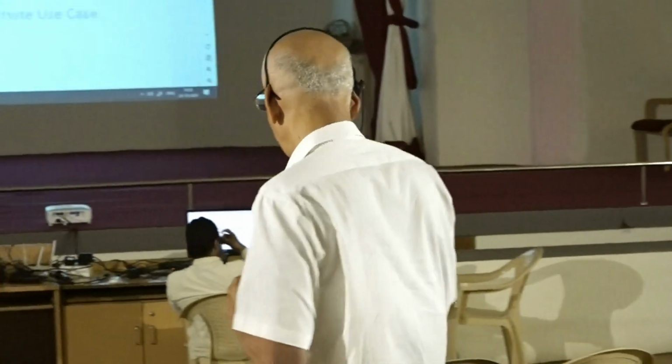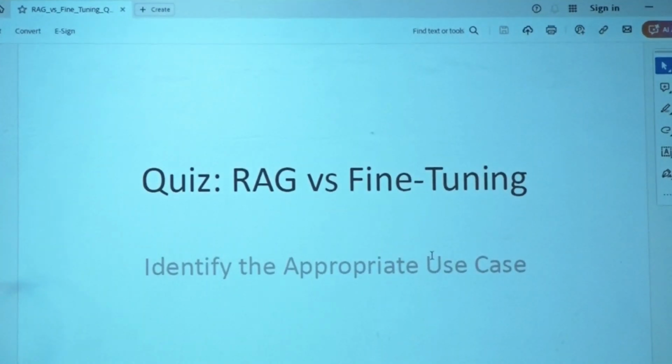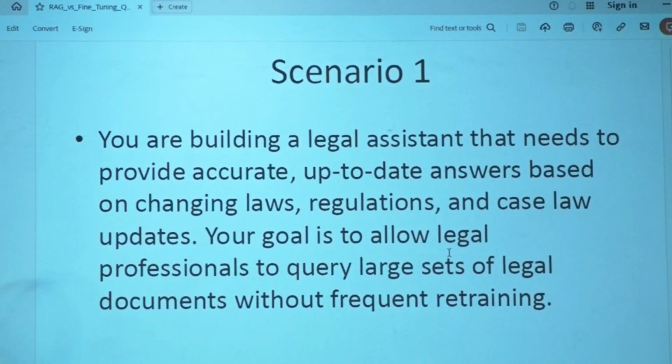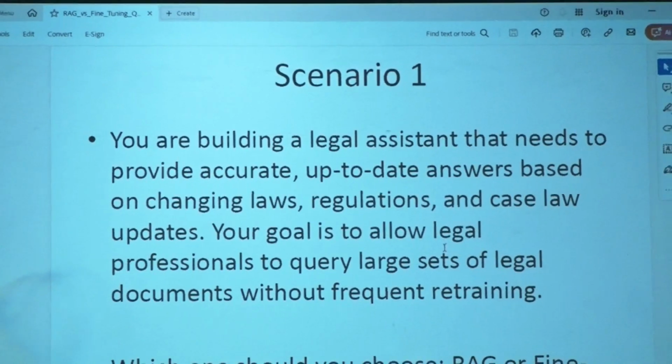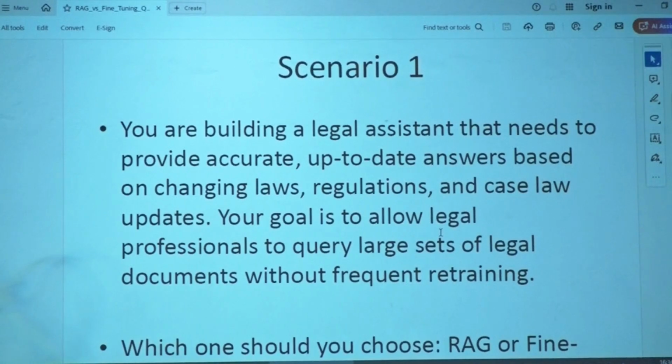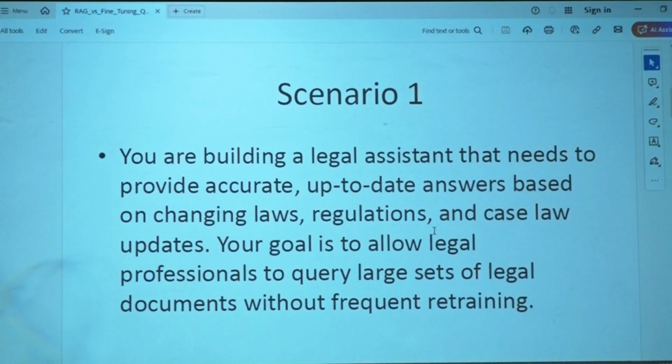So, before we get into the code, we'll do a quick exercise. You have to identify the appropriate thing you should do. Should you do it with RAG or should you do it with fine tuning? Let's see how many of you get it right. So you are building a chatbot, a legal assistant that needs to provide accurate, up-to-date answers based on changing laws, regulations, and case law updates. Your goal is to allow legal professionals to query large sets of legal documents without frequent retraining.